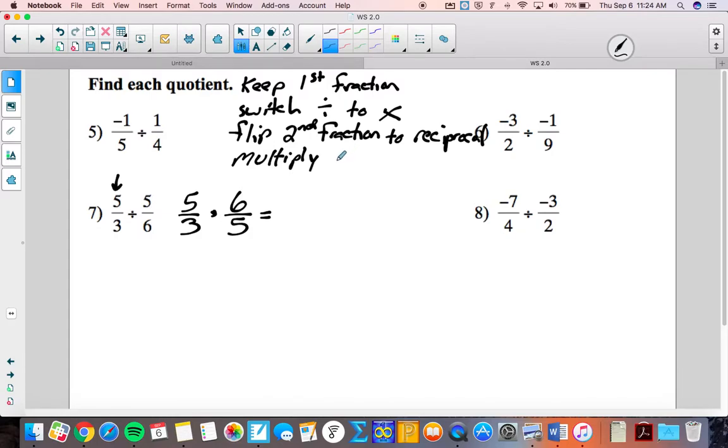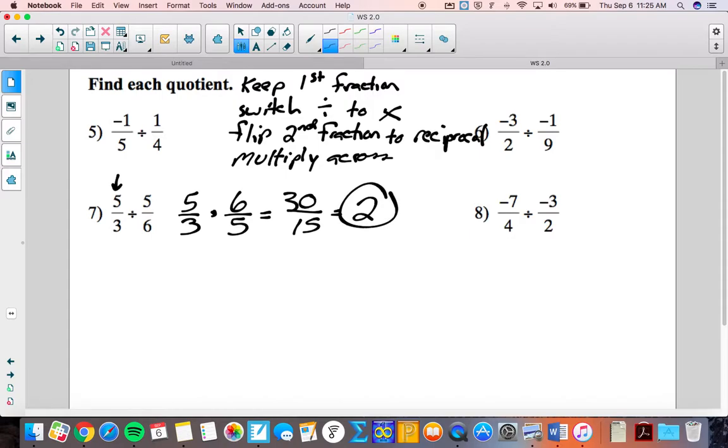Multiply straight across, just like we did. So we get 30 divided by 15. Now you can reduce or simplify it by dividing the top and the bottom by 15, or maybe just realize that 30 divided by 15 is 2.